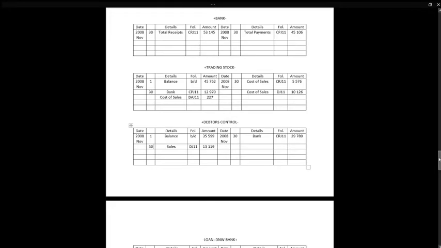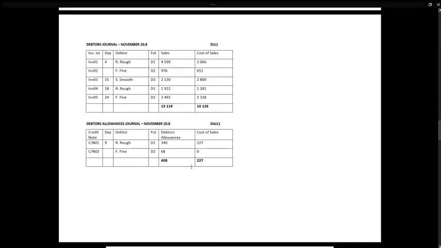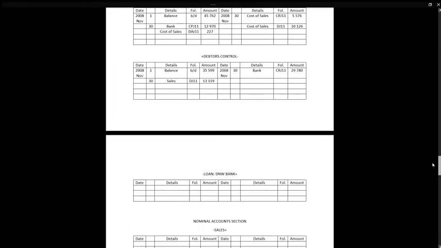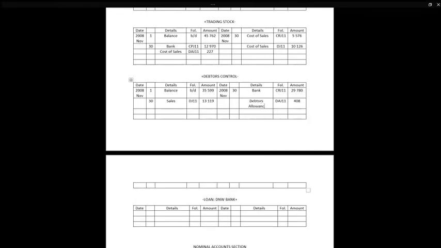Right, next off, my debtors control unfortunately will decrease because some customers were unhappy and they brought stuff back, and we need to deduct a total of 408 Rand from my debtors control. So let's go and deduct 408 Rand. I got this from my Debtors Allowances Journal 11. My details for this will be Debtors Allowances. There you go. Okay, I'm not going to rewrite the date again.